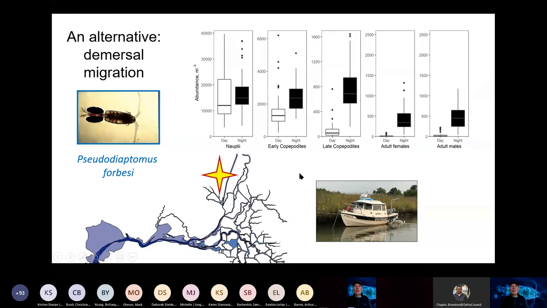Somebody brought up demersal migration, or I guess Debbie did, and this is for Pseudodiaptomus forbesi, again, our lab rat. This is our station up here. One of my students did this nice study. By the way, this looks like dry land, but as you can see in the picture on the right, it's actually water. He looked at day and night positions in the water column, for nauplii, early and late copepodites, adult females, and adult males.